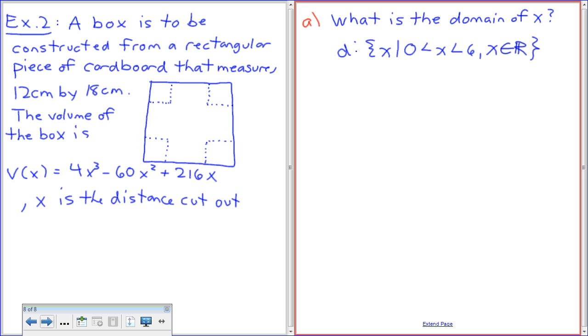Okay. Letter B says, evaluate V of 2. Explain what this means.